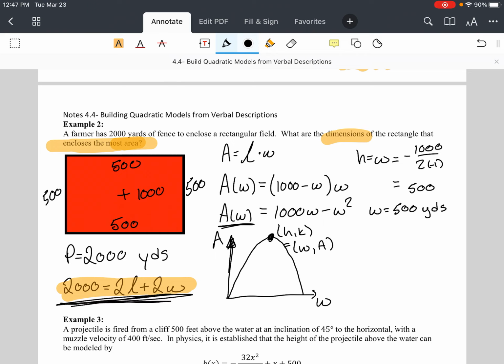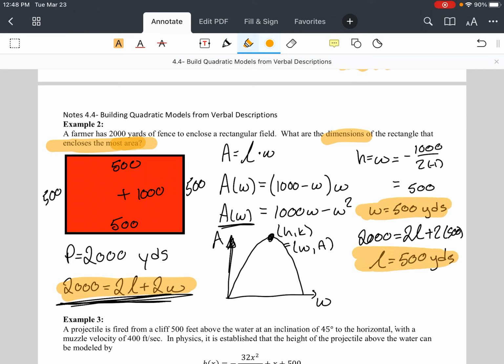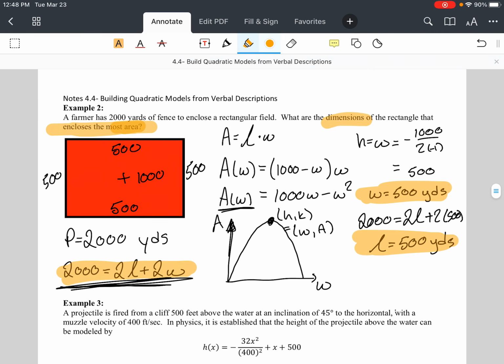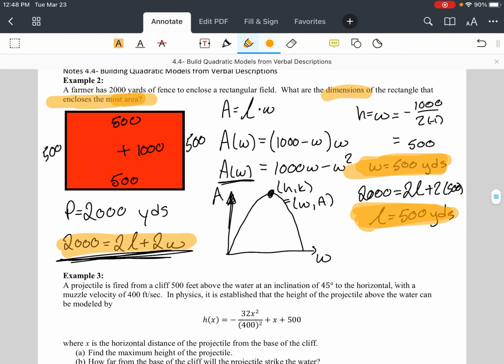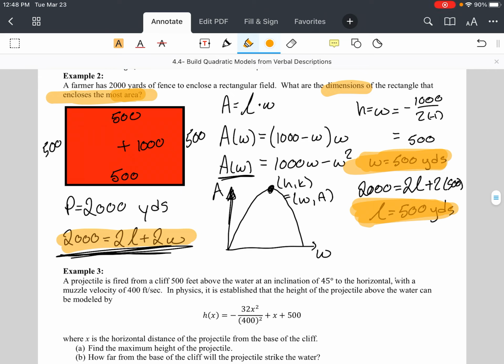We can find this by simply plugging it into our perimeter. So we can say 2,000 is equal to 2 times L plus 2 times 500. This will solve for our length, and when you do that, you get a length of 500 yards as well. So the shape that maximizes the area of our rectangle actually turns out to be a square. So our answers are that the width has to be 500 and the length of our rectangle has to be 500.